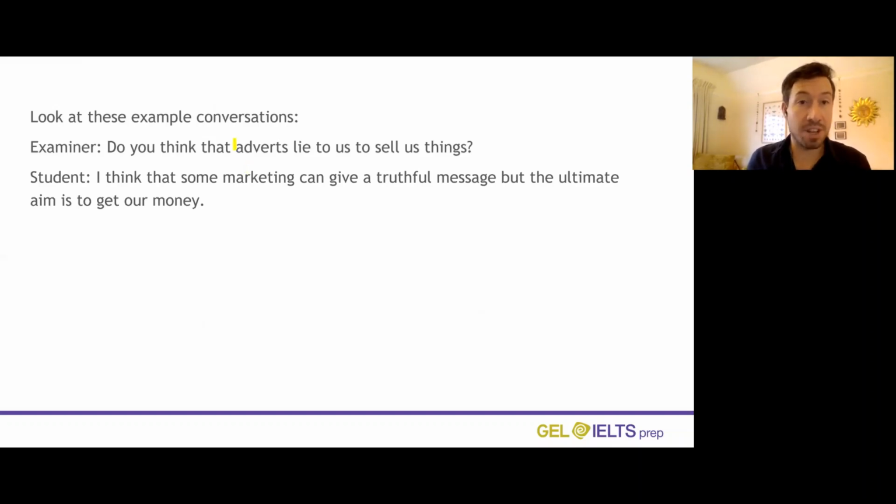So we've got adverts. The student has used the word marketing. Now, that is basically a synonym of adverts. Here we've got lie, and here say give a truthful message. So truthful is the opposite meaning, which is a kind of paraphrasing where you give it's called the antonym, the word with the opposite meaning. But the ultimate aim is to get our money. So sell us things and get our money. These are paraphrased, again, synonyms.